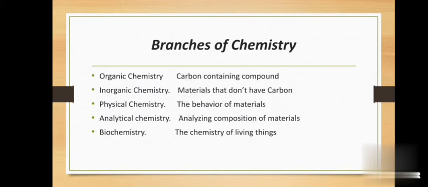So let us move towards the branches of chemistry. There are various branches of chemistry, for example, organic, inorganic, environmental, industrial chemistry, but basically there are 5 branches of chemistry. They are also known as the subdivisions of chemistry.